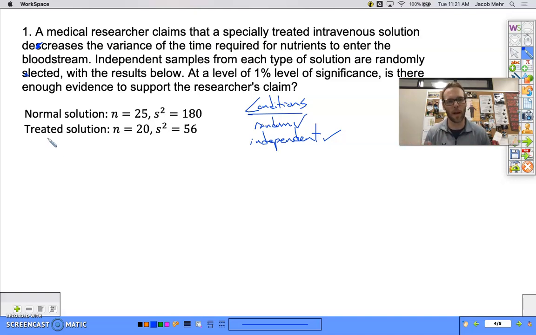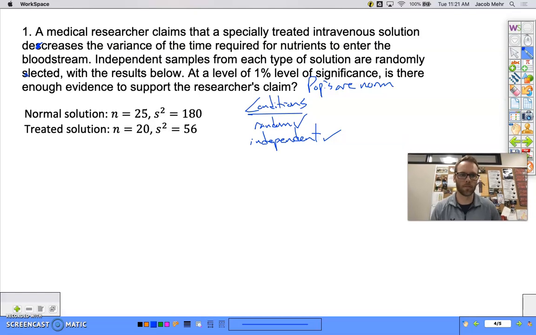But like we've done many times in class, now that I've made sure that you're checking the conditions, we'll actually assume that they are true. Populations are normally distributed. So normal distributions. Got it.